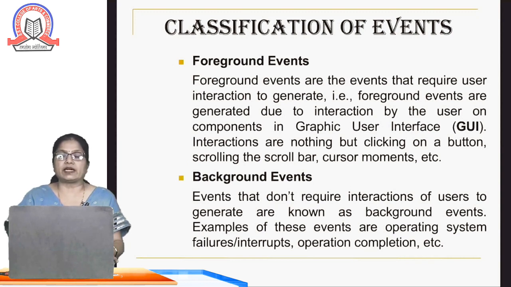Now we'll see the types of events. There are two types of events, foreground events and background events. Foreground events are the events that require user interaction to generate, that is, foreground events are generated due to interaction by the user on components in GUI. Interactions are nothing but clicking on a button, scrolling the scroll bar, cursor movements, etc. Background events don't require interactions by users to generate. Examples of these events are operating system failures or interrupts, operation completion, etc.